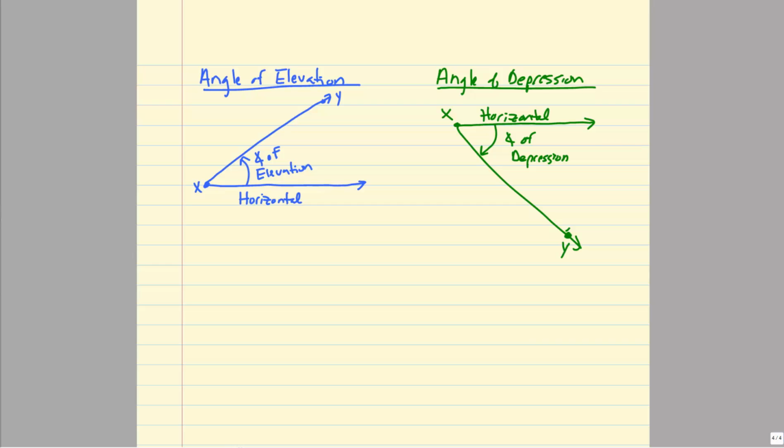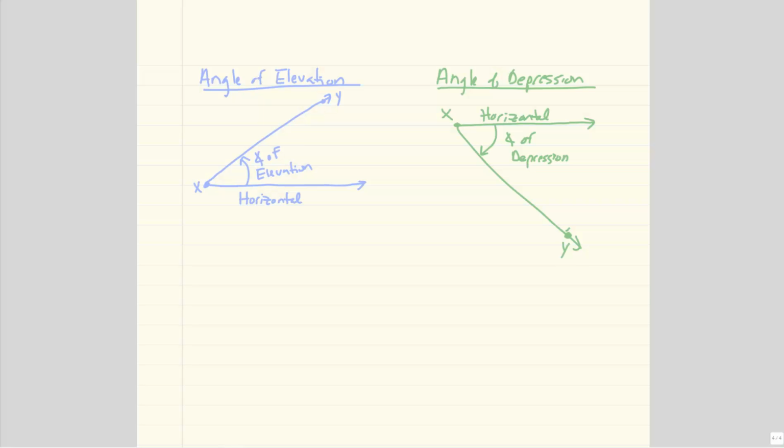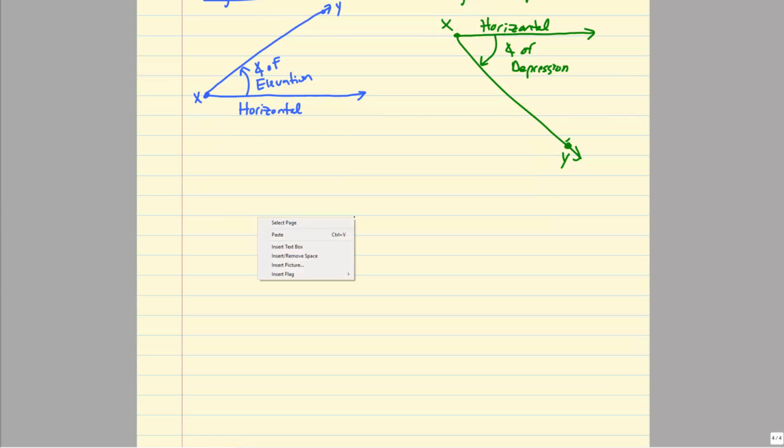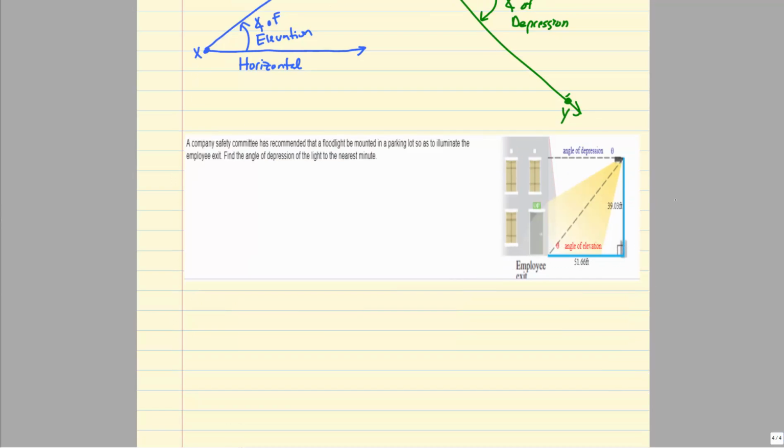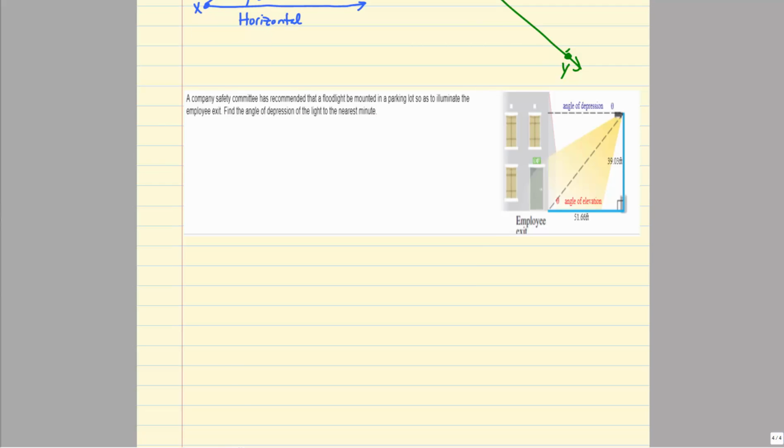So let's pull a question from your homework, something that you're likely to see, and see if we can figure it out using the angle of elevation and the angle of depression. Here is a nice drawing. That's always helpful. It says a safety committee has recommended that a floodlight be mounted in a parking lot. This is the floodlight right up here, so as to illuminate the employee exit. And this is the employee exit, this door right here. Find the angle of depression to the nearest minute. So the angle of depression is right here.